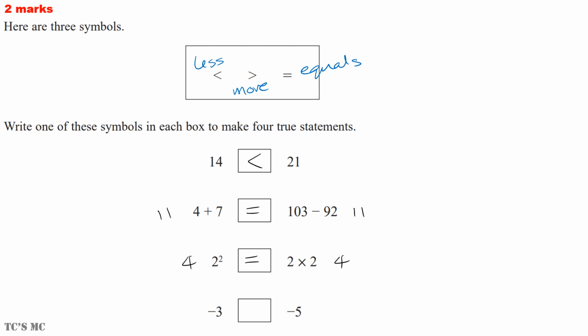We should know that -3 is more than -5. If you have all 4 of them correct, that is 2 marks. If you have 2 or 3 of them correct, you would get 1 mark.